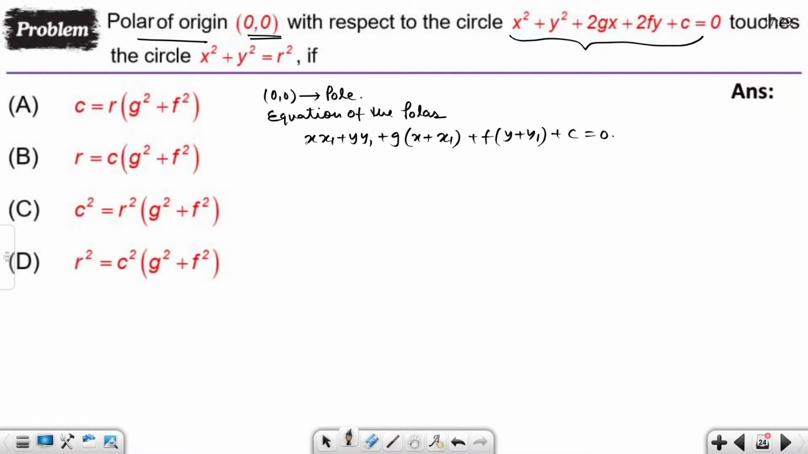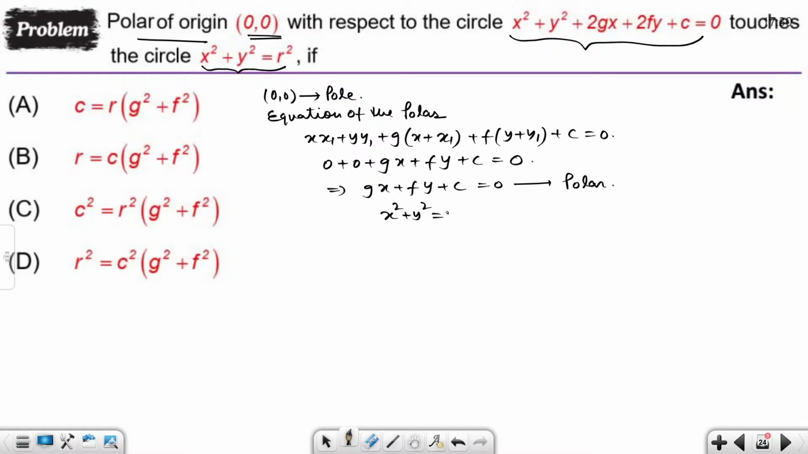So if I put 0, 0, what are we going to have? Because x1 is 0 and y1 is 0. Therefore, the equation of the polar is gx plus fy plus c equals 0, right? Now what they have said is that it touches the circle x square plus y square equals r square. What do you mean by that? That this polar becomes the tangent to the circle x square plus y square equals r square.